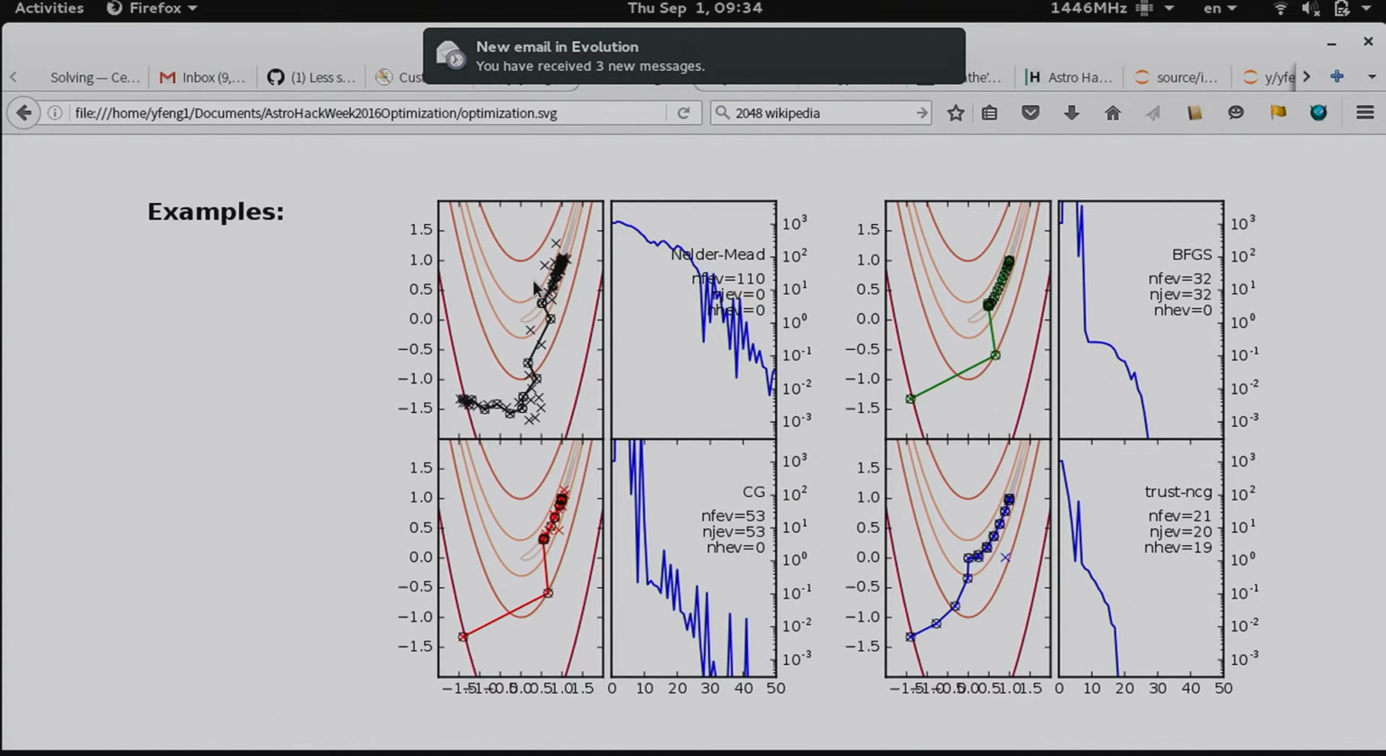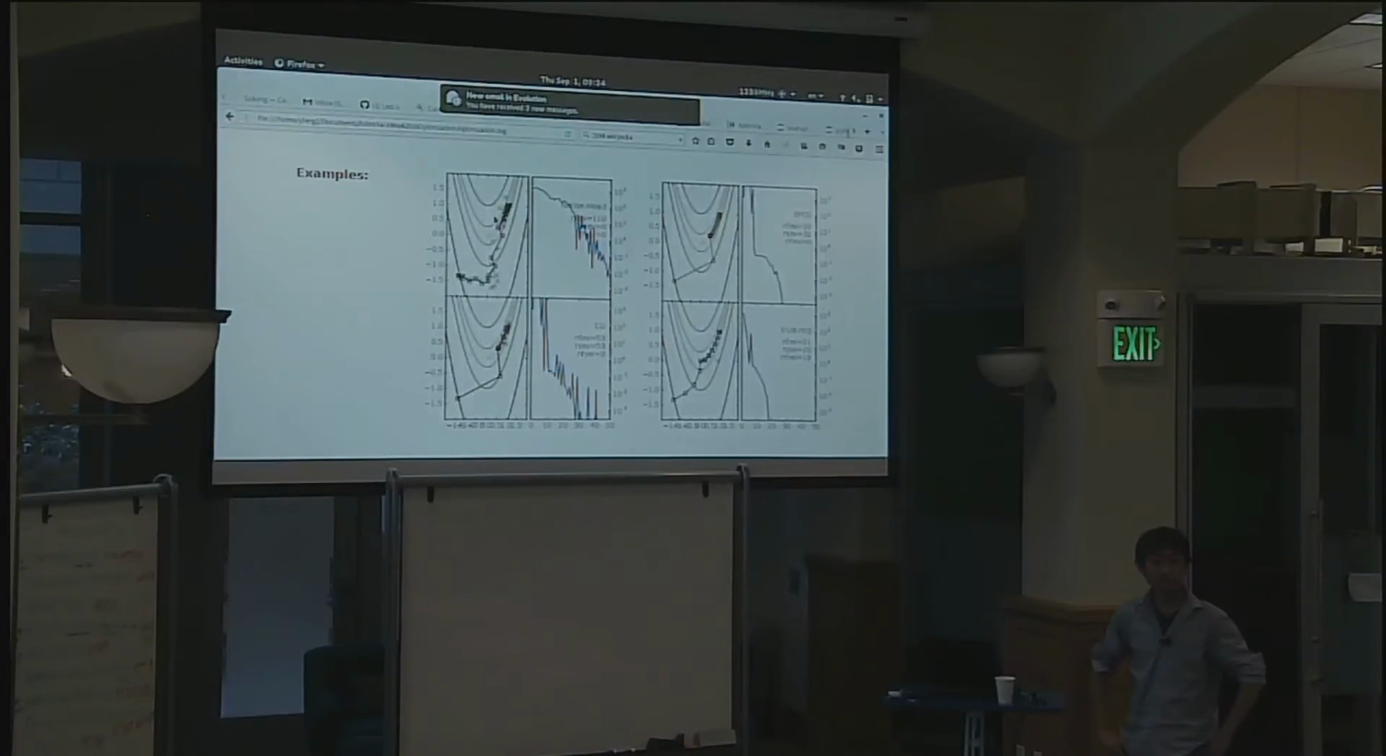Can I make a quick comment? I was just looking at the BFGS plot and noticed that within 2 iterations, it's actually really close to the minimum. Then it's just getting finer and finer. So that's also something to notice, I guess.